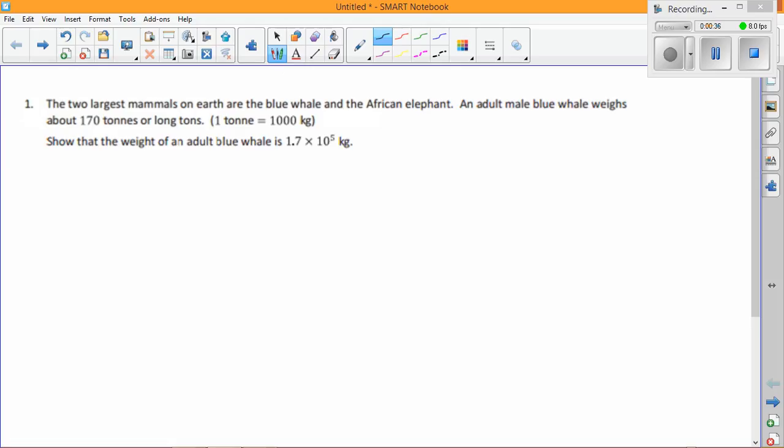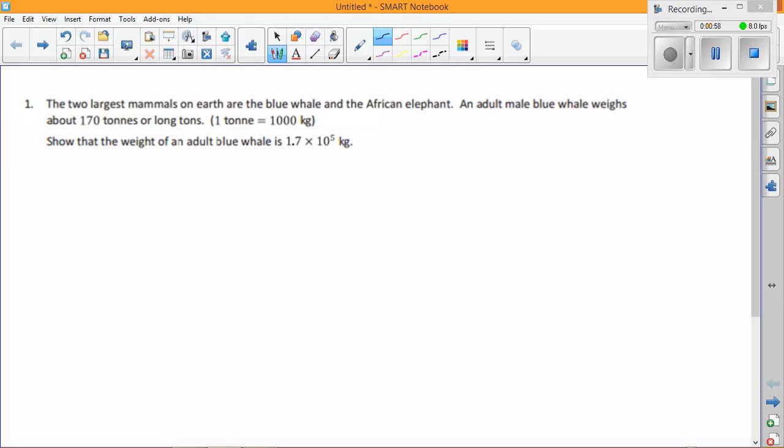So the first problem says the two largest mammals on Earth are the blue whale and the African elephant. The adult male blue whale weighs about 170 tons or large tons, and that is equal to 1,000 kilograms. Show the weight of an adult blue whale is 1.7 times 10 to the 5th kilograms.